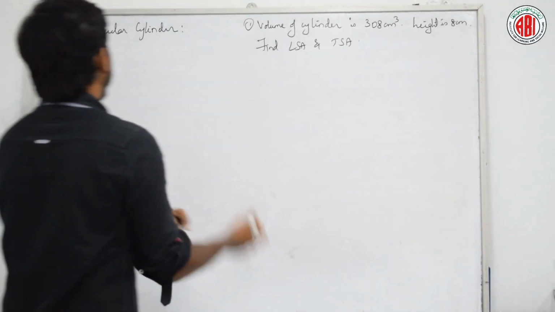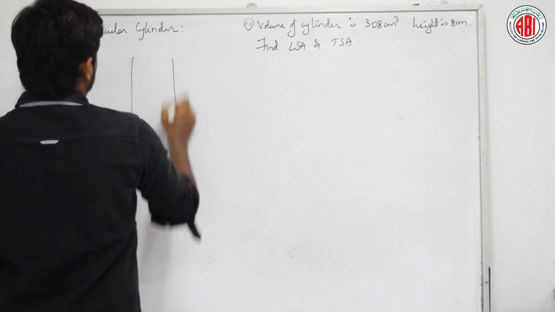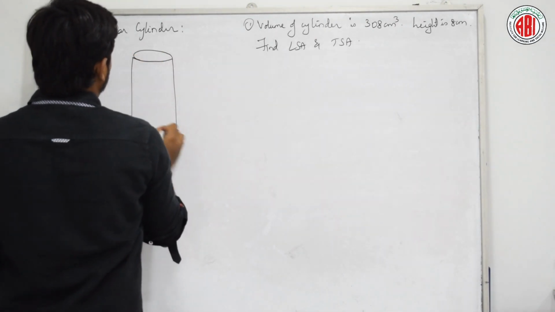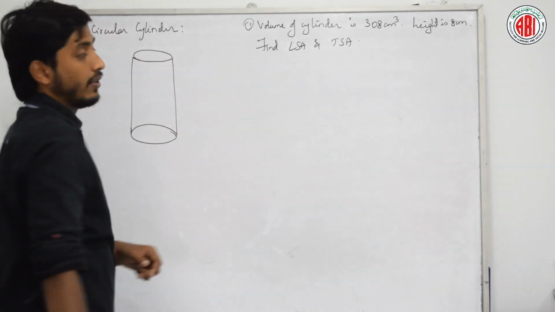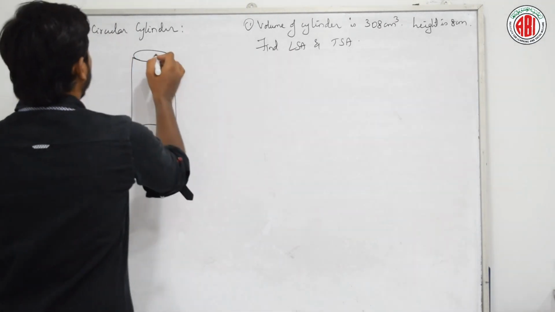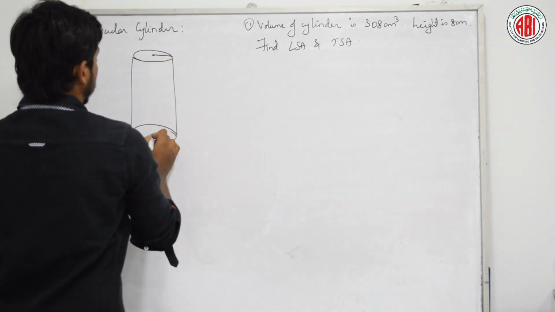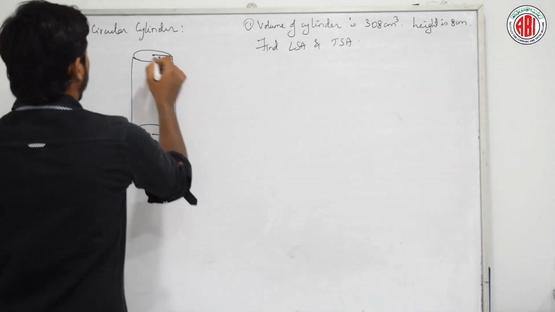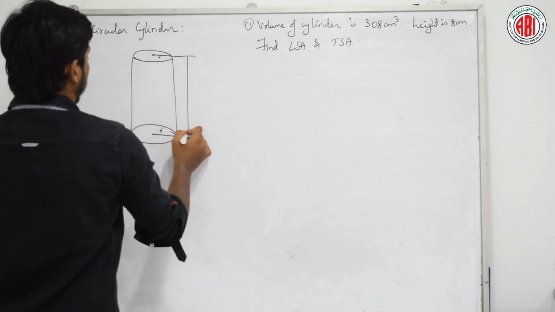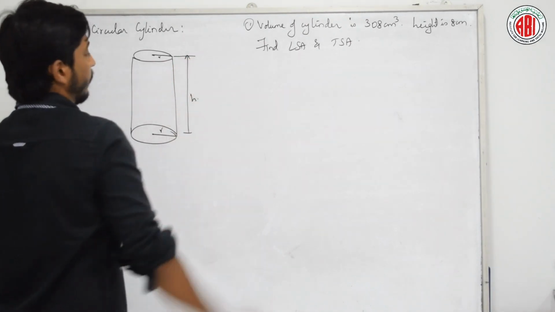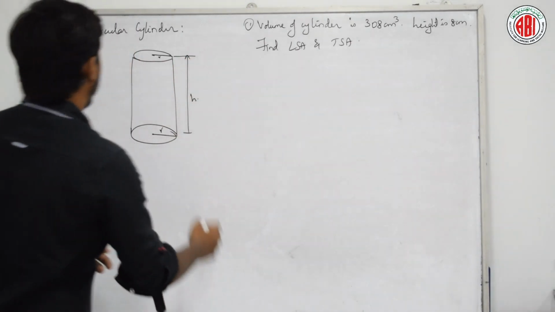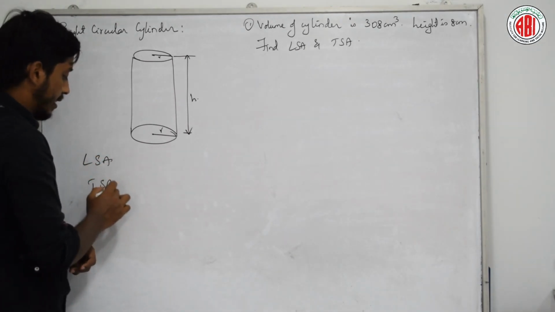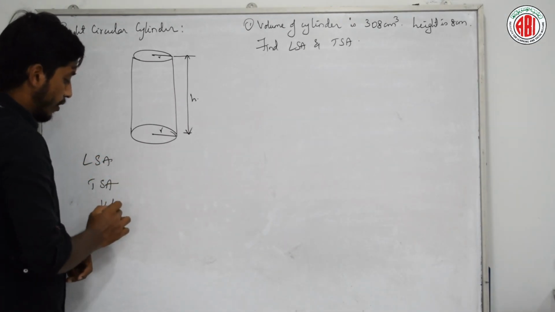Okay, a right circular cylinder, see here, I told this is a cylinder. It will have a circle in the top and the same circle in the bottom, both will have a radius r. And one more parameter is height h. Then what all we have to remember? One is LSA, TSA, and the next volume.